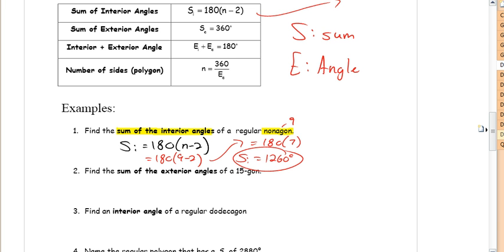Find the sum of the exterior angles of a 15-gon. This is about as easy of a problem as you will see in geometry. Find the sum of the exterior, okay, that's the formula we're going to use, of a 15-gon. Okay, so that's another important piece. We already know it's 15-sided, so we look up to see sum of the exterior angles is as easy as it gets.